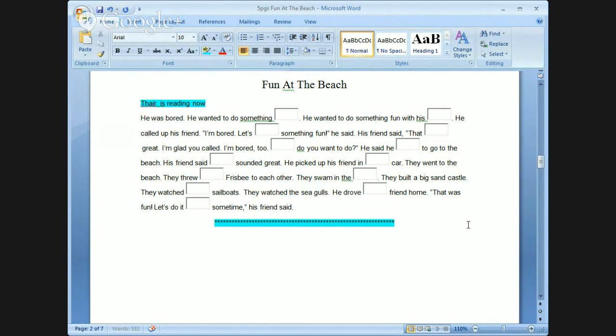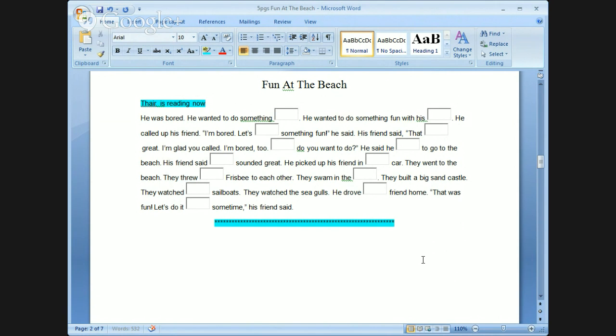I don't know what. Do you want to do? He said he wanted to go to the beach. His friend said, that sounds great. He picked up his friend and, I don't know, car.